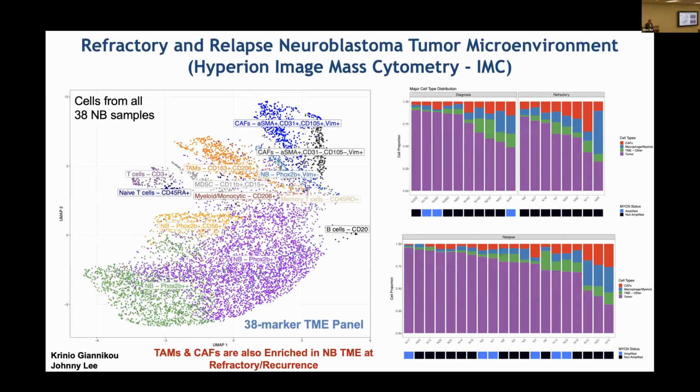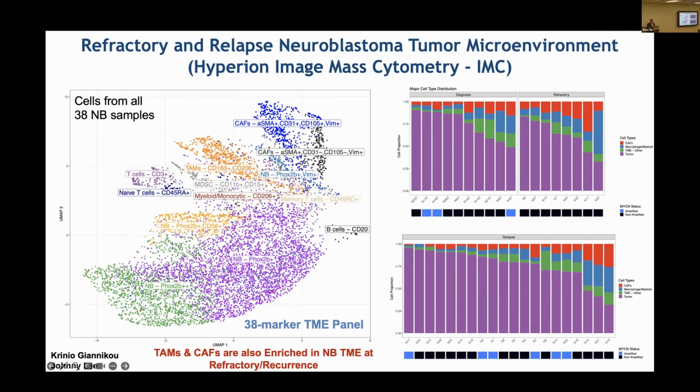In the process, we actually took a lot of these tumors that were at diagnosis, at relapse and refractory, and we put them through imaging mass cytometry using the Hyperion system, and we developed a 38 marker TME panel. And again, what we noticed, which was really interesting, is that we still have this predominance of TAMs and CAFs.